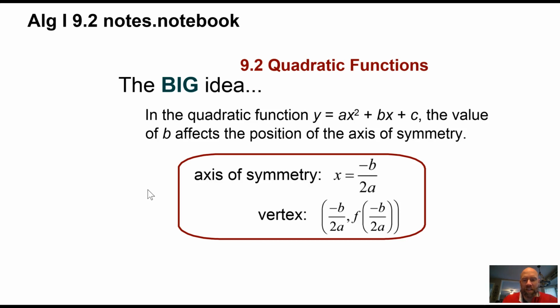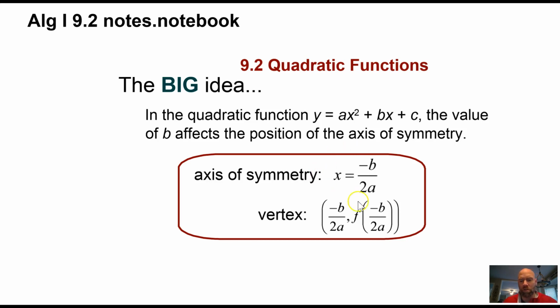I want all of you to say that vocabulary with me: the axis of symmetry. Say that out loud. All right, the axis of symmetry is an imaginary line. It represents the very middle of your parabola, and it is the exact same on both sides. It reflects each other on both sides. So it is at x equals negative b over 2a.